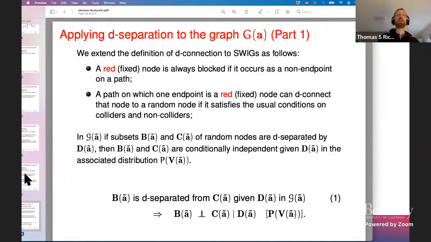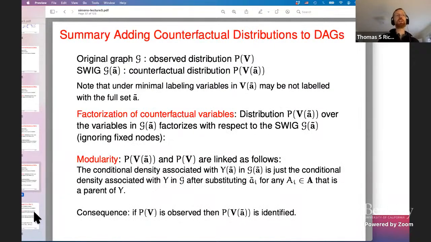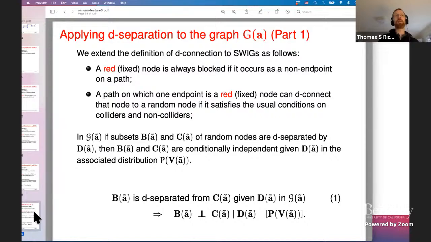Okay, so having set this up, we can now apply d-separation to the graph, and I'm going to tell you that in 2 stages. So the first way, the key thing, the red nodes, the fixed nodes, are going to be relevant here.